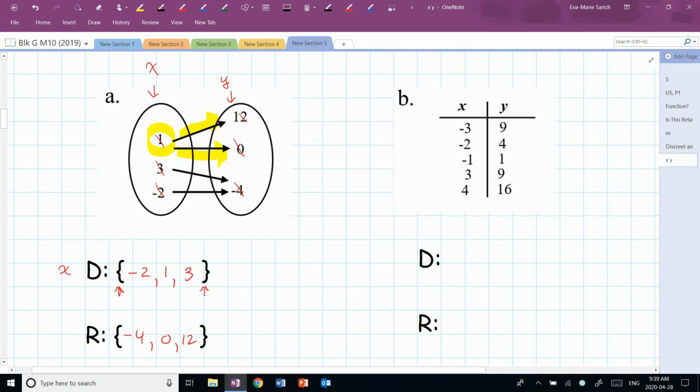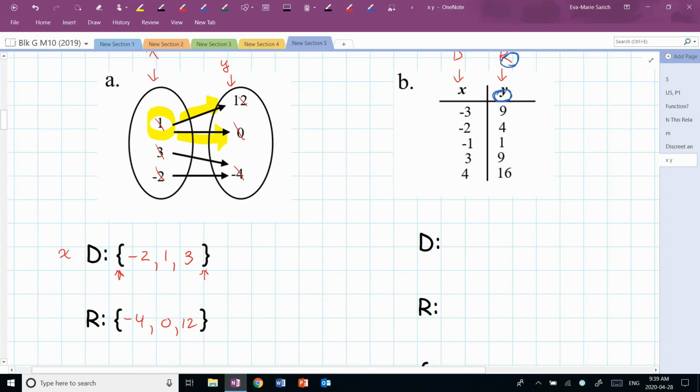Our second example here is a table of values. It's obvious to us here, these are listed as the x, which is going to be the domain, and these are the y's, which is the range. Now, I find that students get mixed up on domain and range all the time. So here's a way to remember. There's a tail hanging down on an R, and there's a tail hanging down on a Y. So range and Y go together.